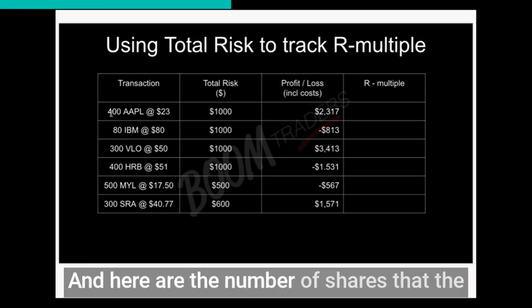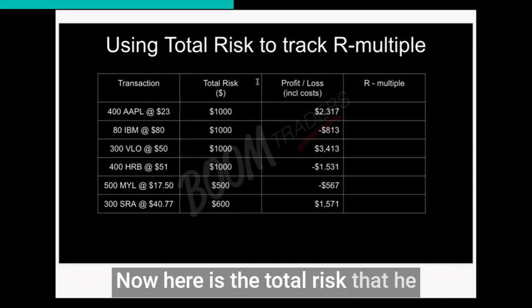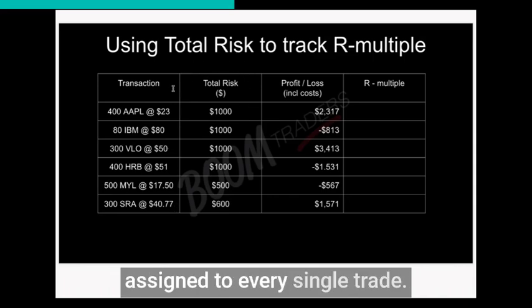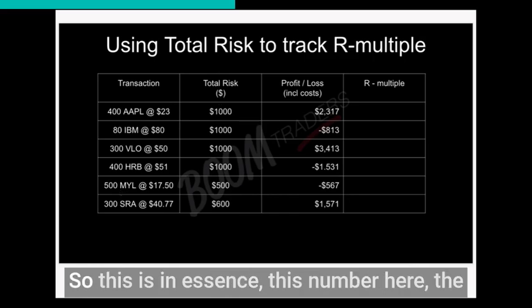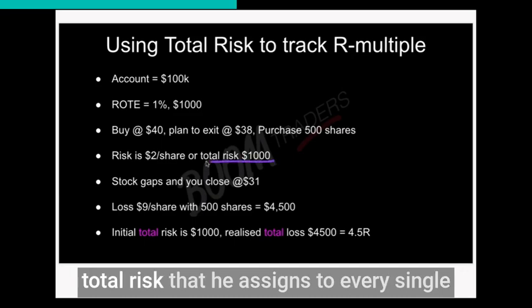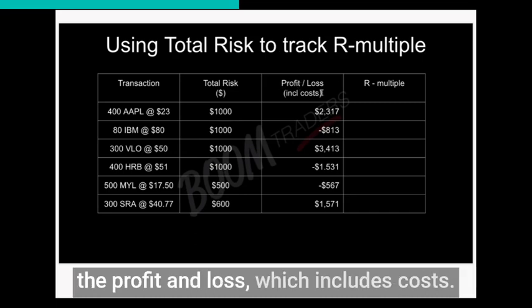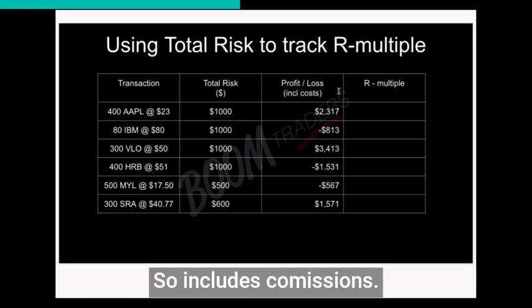And here are the number of shares that the trader bought, and here's the open price. Now, here is the total risk that he assigned to every single trade. So this number here is, in essence, the total risk that he assigns to every single trade. As you can see, the next column shows the profit and loss, which includes costs, so includes commissions.